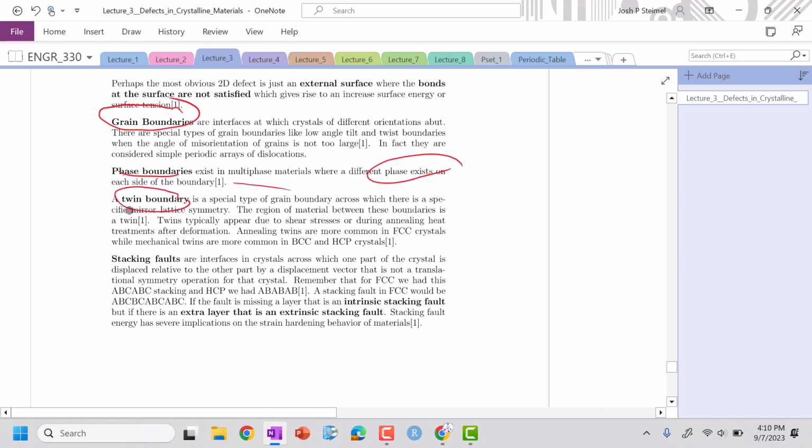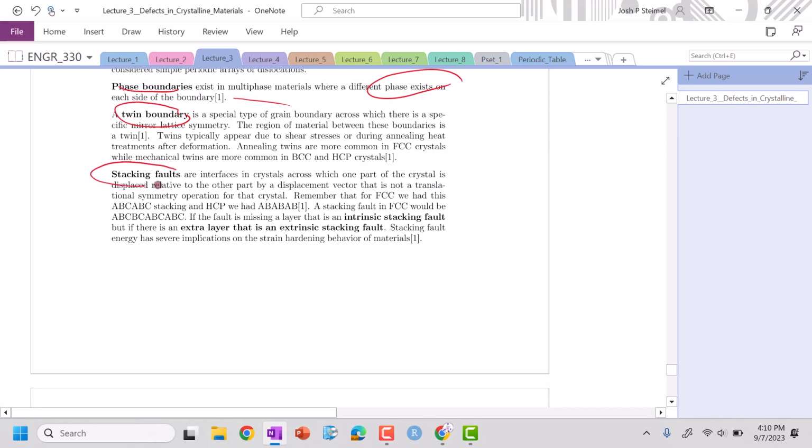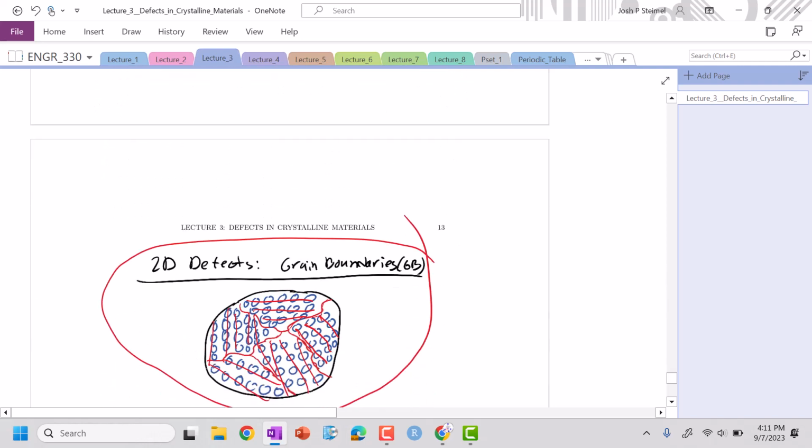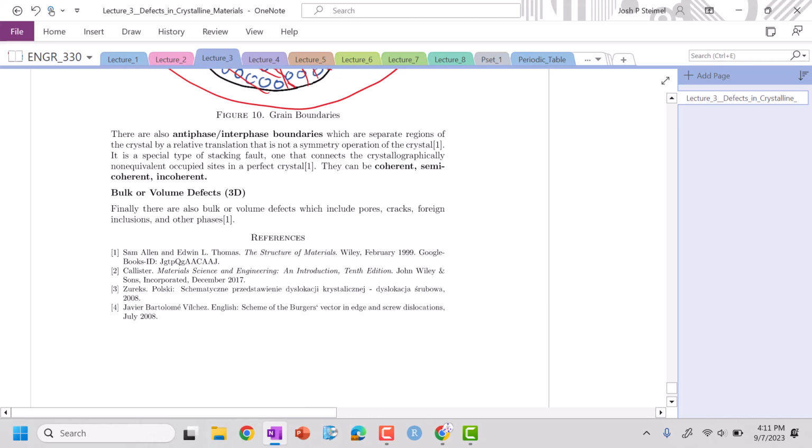So twin boundaries, or twin defects, basically occur a lot when you have shear stresses or annealing. And you can also have stacking fault defects. So for HCP, if you stack AB, AB, AB, or FCC, which is ABC, if you're missing a layer, so ABC, and then there needs to be an A, that's an intrinsic defect. If there's an extra layer added, that'd be an extrinsic defect. And this is really important in the automotive industry when you're developing metals to control yield strength properties as well.